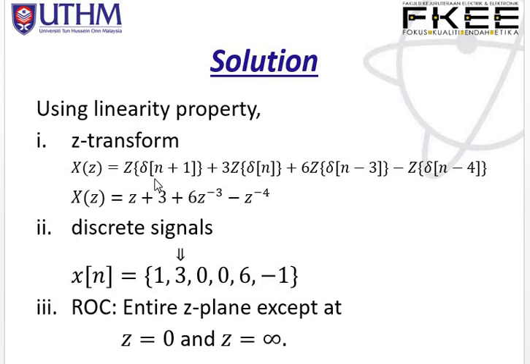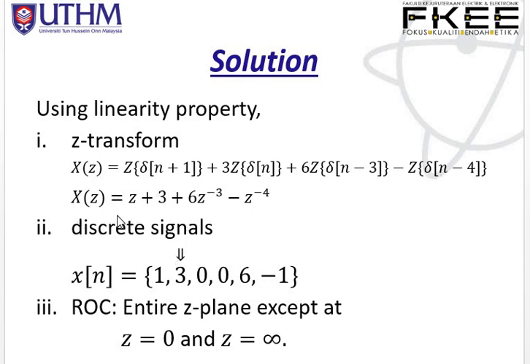From here we know the locations. This is the origin, and this one is n equal to minus 1, so you have z. Plus 3, this is at the origin. Plus 6 z to the power of minus 3, this is the location at n equal to 3. And this is n equal to 4, minus z to the power of minus 4. So this is the Z transform.